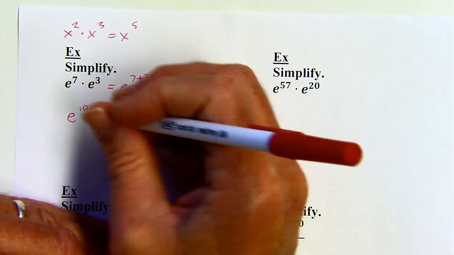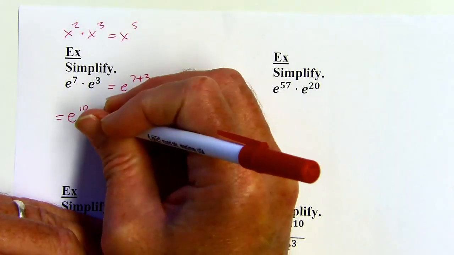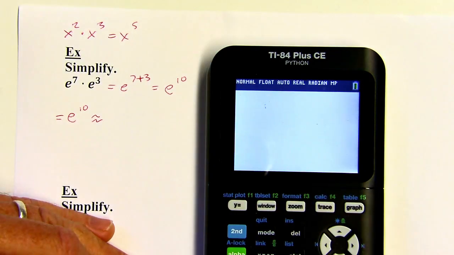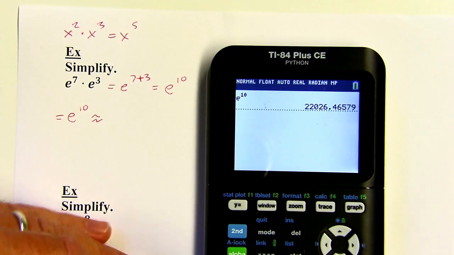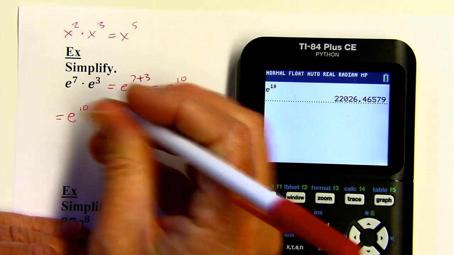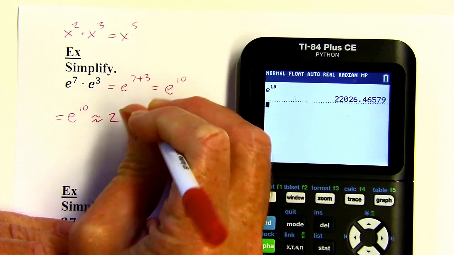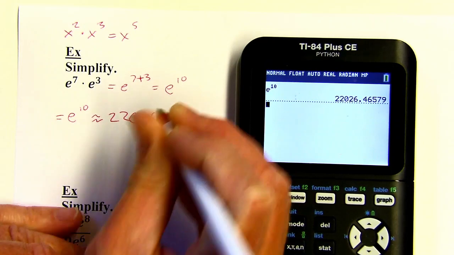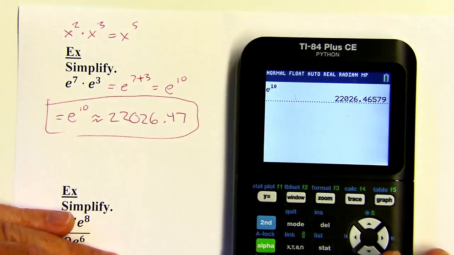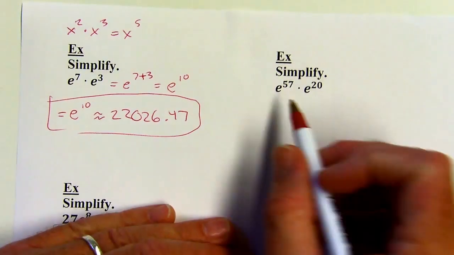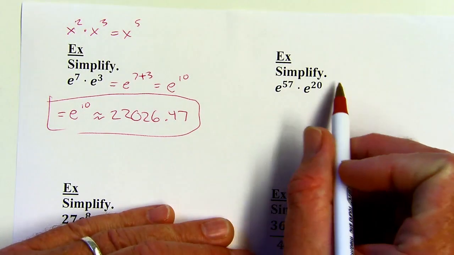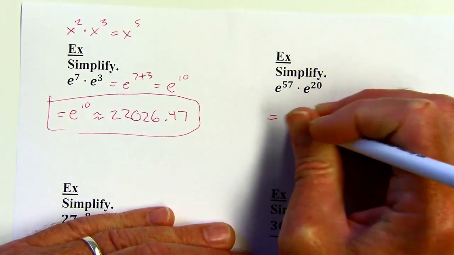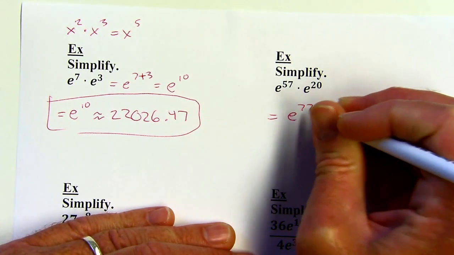Okay. So it's not really clear here if they just want e to the 10th. I think that is what the book is going to be going for, but you could also get a decimal version of that. e to the 10th would be about, let's see, 22026. I'll go to the nearest hundredth here, so 0.47. Okay, there we go. All right, so let's try it over here. And yeah, you could just figure out what e to the 57th is and then figure out what e to the 20th is and multiply them together. But let's combine these. That's going to be e to the 77th.